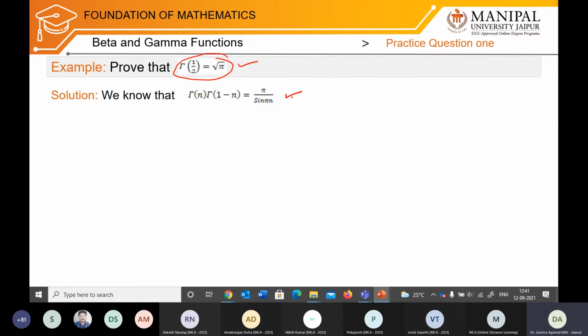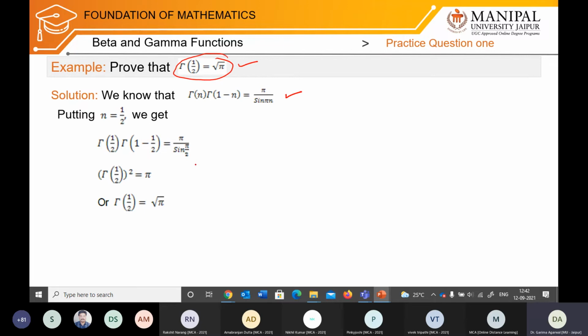We know that gamma n times gamma 1 minus n is pi upon sine n pi. If we substitute n equals half, the first term will be gamma half, the second term is again gamma half, and the right hand side is pi upon sine pi by 2. Sin pi by 2 is 1. So gamma half square is pi and gamma half is root pi.